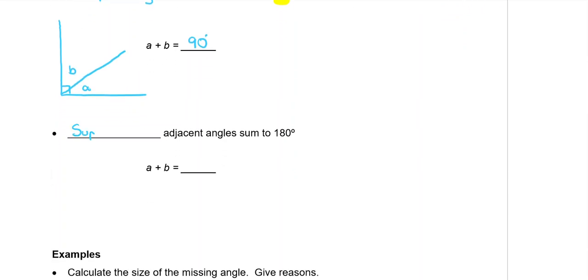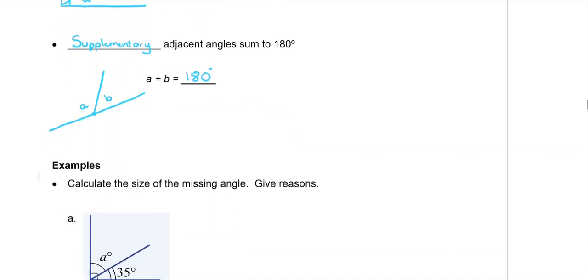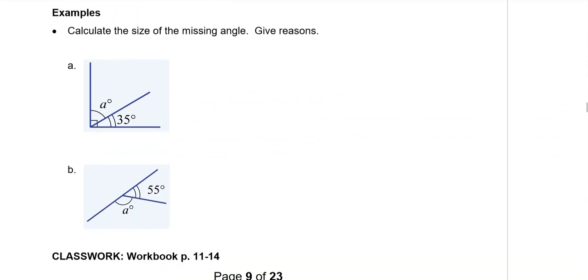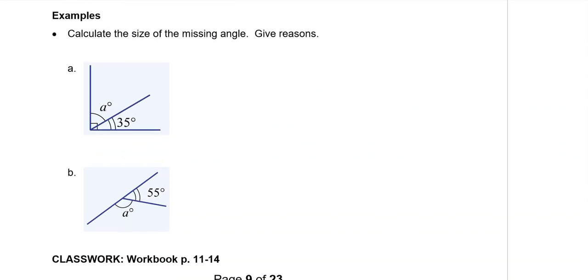Supplementary angles are angles that add to give 180 degrees. So 180 degrees is a straight line. If I cut that into two different angles, so again, I have angle A and angle B, those two angles are going to equal 180 degrees.